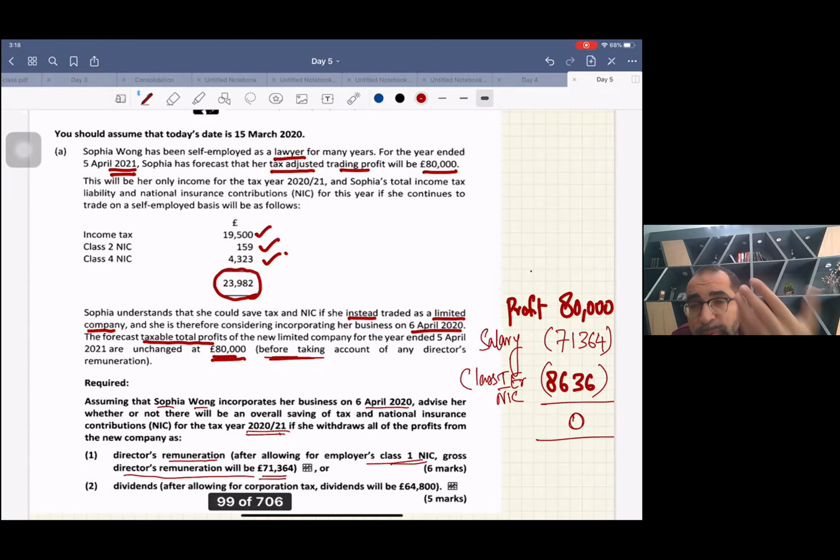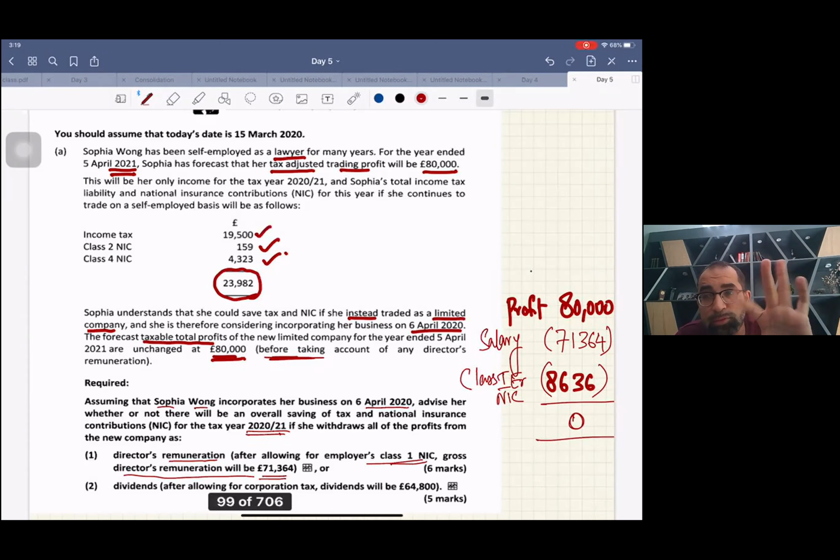So it's not possible to keep a salary of 80,000, because then the company has to pay class 1 employer NIC, and the company does not have that much cash. The company has only 80,000. So this balancing figure is class 1 employer NIC.